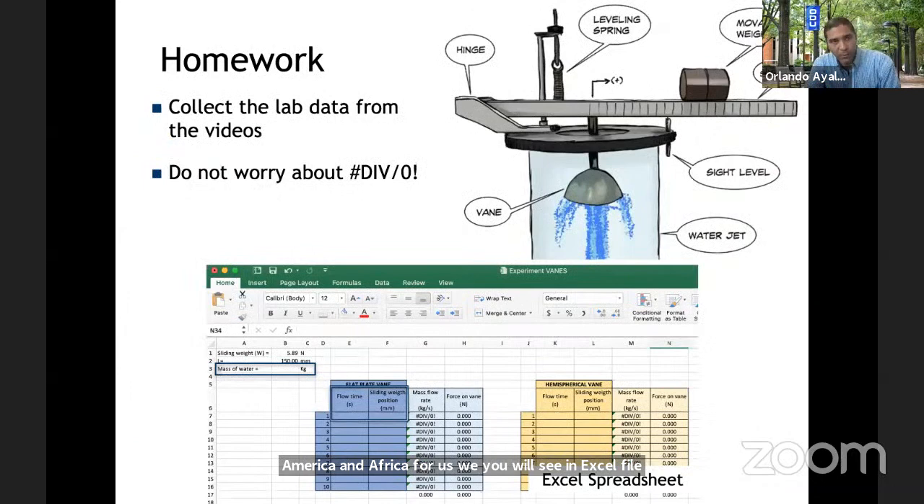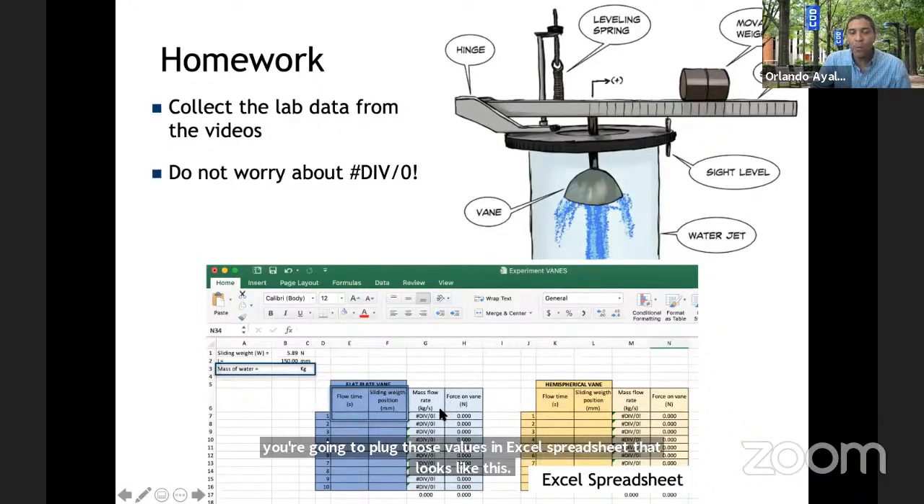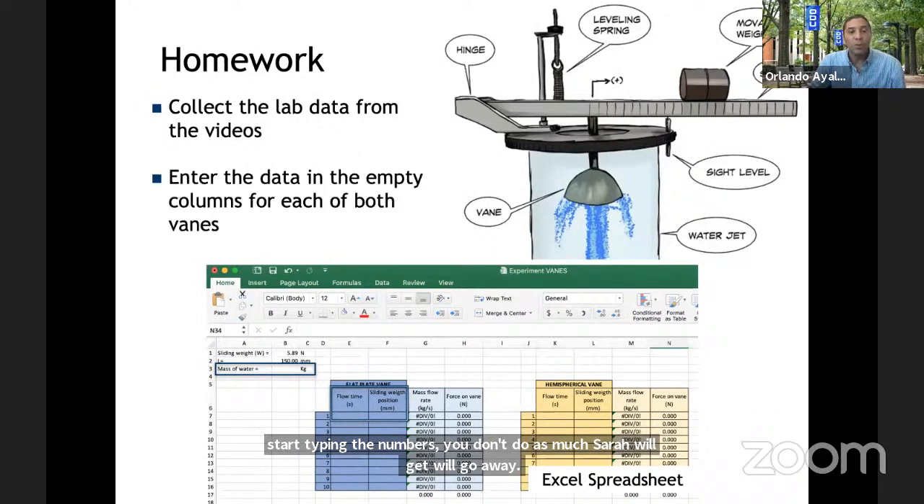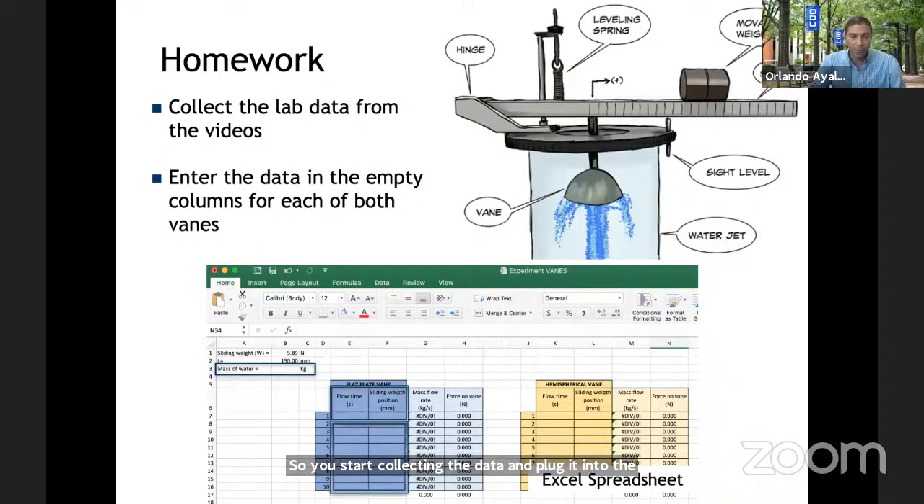Now, here's your homework. You're gonna go through the video, you're gonna collect the data from those videos, and you're gonna plug those values into an Excel spreadsheet that looks like this, okay? As of now, as you get this file, you're gonna see a div/0 in there. Don't worry about that. As you start typing the numbers, that div/0 will go away. Don't worry about it. So you start collecting the data and plug it into the empty spaces in the columns. First for the flat plate and second for the hemispherical plate.